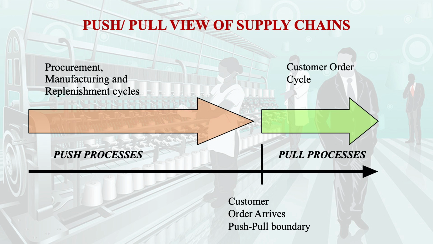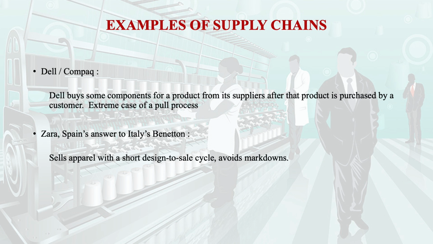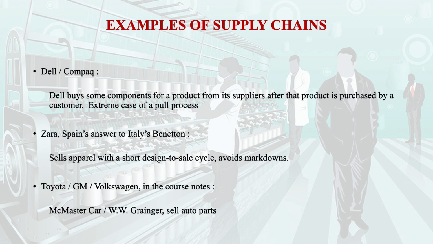There are several examples of supply chains. Just like Dell and Compaq, Dell buys some components for a product from its suppliers. After that, the product is purchased by the customer. This is the extreme case of the pull system. Zara, Spain's answer to Italy's Benetton, sells apparel with a short design-to-sale cycle. Toyota, General Motors, Volkswagen are all examples of an ideal or effective supply chain.